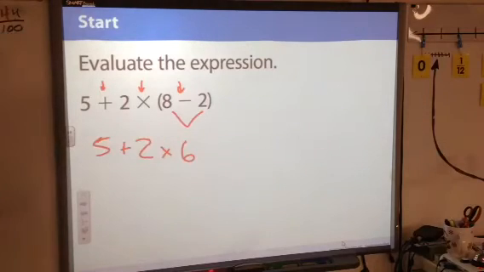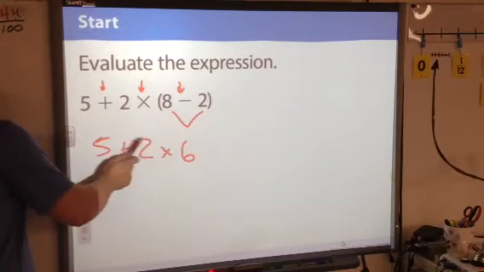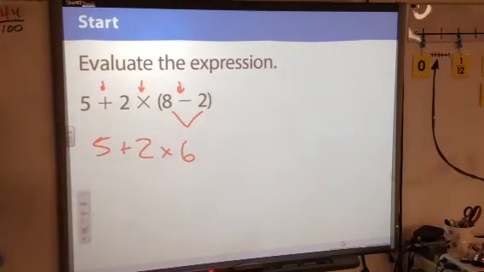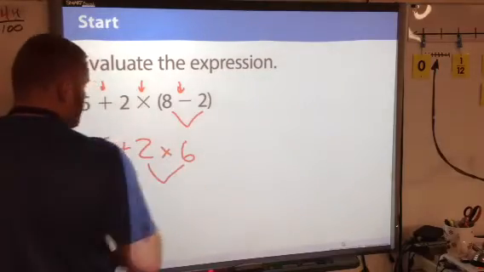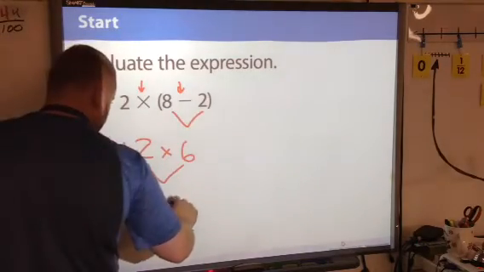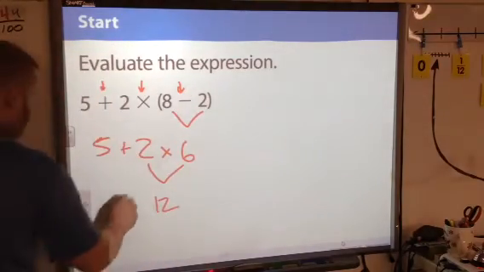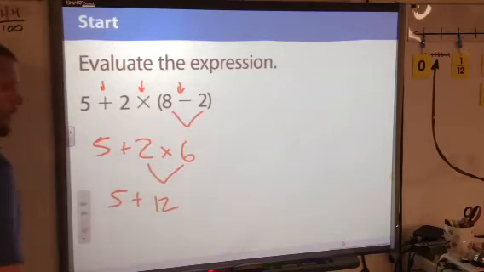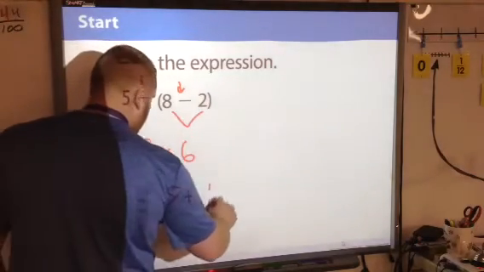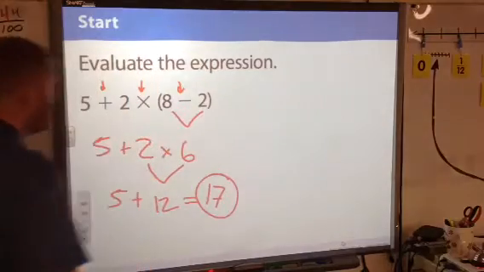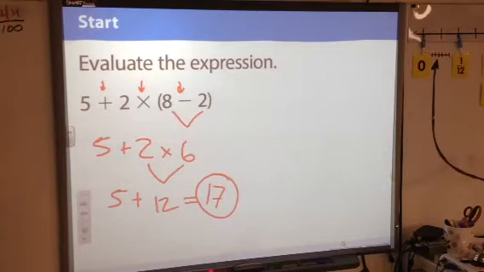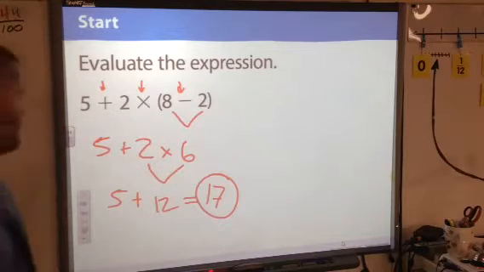Now, I notice that I have addition and multiplication in there. According to my order of operations, I know I have to do multiplication first. So I do 2 times 6, which is 12. Remember, one step at a time. I rewrite my equation, 5 plus 12, and I end up with 17. Follow those order of operations, because if I do not do parentheses first here, it drastically changes the problem.